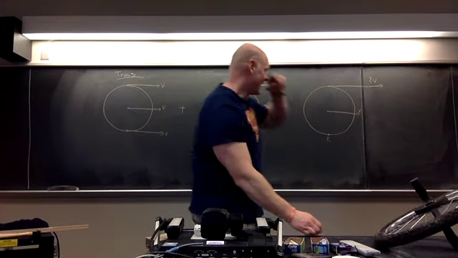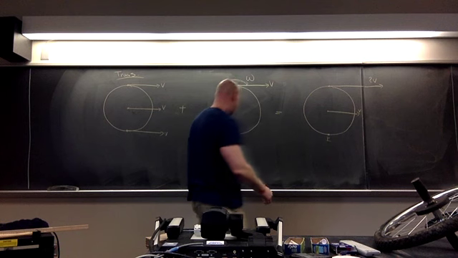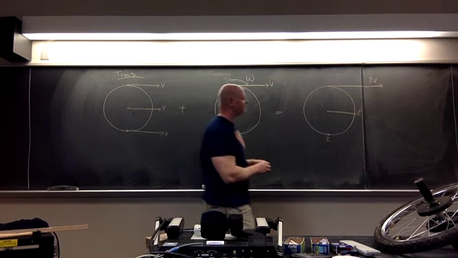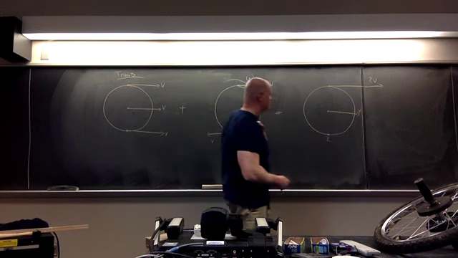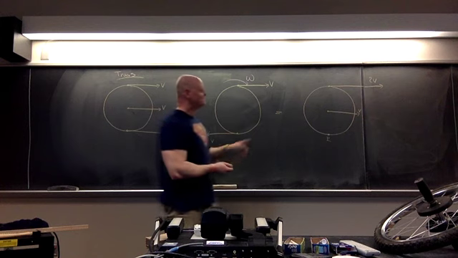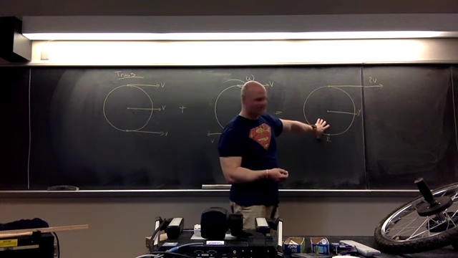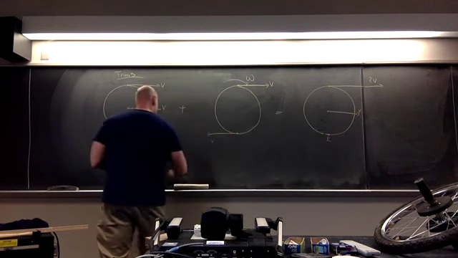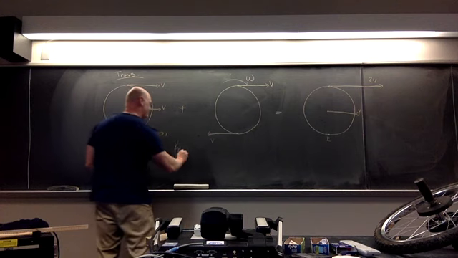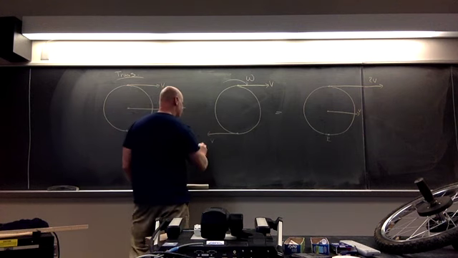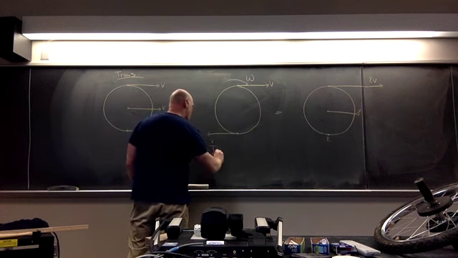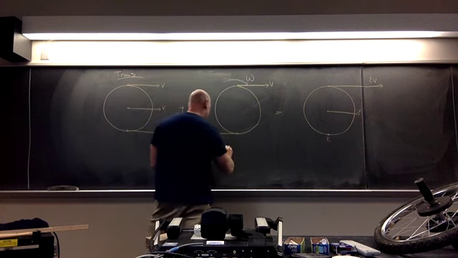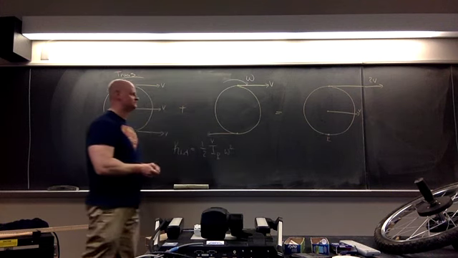So if I look at the total kinetic energy of this object as it's rolling without slipping, it only has rotational kinetic energy about this particular pivot point. So the total kinetic energy of my wheel is simply equal to 1/2 the moment of inertia about that bottom pivot point times the angular velocity squared.